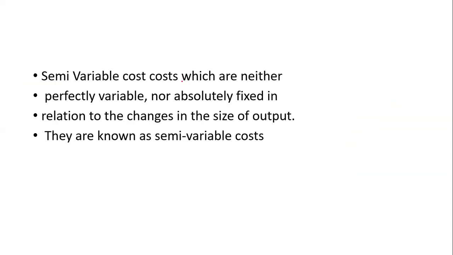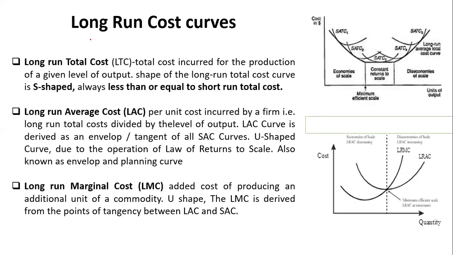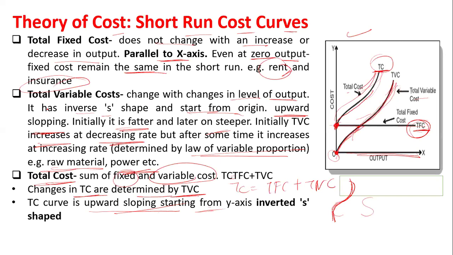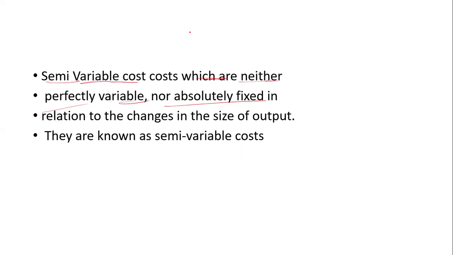Now there are some things you have to know, that is semi-variable cost, which may or may not be absolutely variable. We will discuss this later. First, let's see the long run cost curve. We have seen the theory of cost in the short run. Now what happens in the long run?